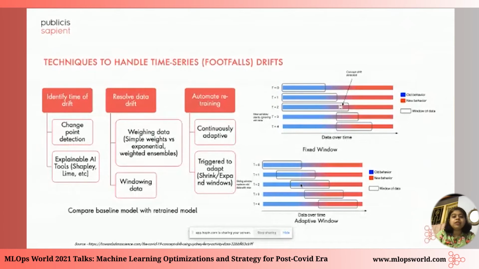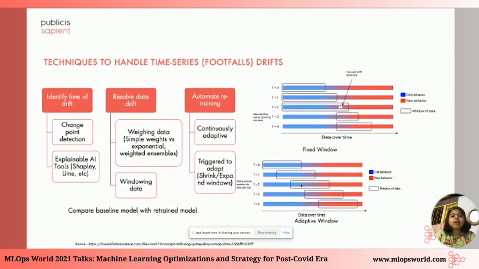So one of the things is to identify the time of the drift, when it is happening. So what are the change points? How do we detect the change points? It could be we have some algorithms in place. We'll talk about some of them. Or it could be through explainable AI. We have those Shapley libraries inbuilt, and that analyzes the feature continuously. So that can explain why the change is happening, which feature is changing.